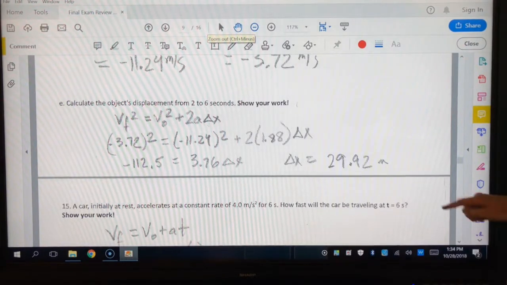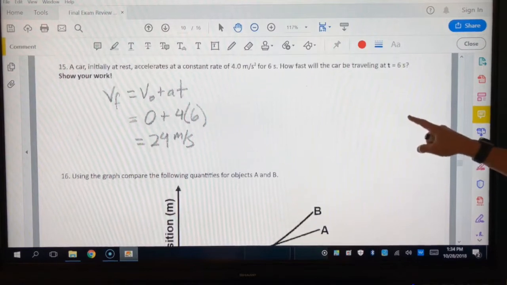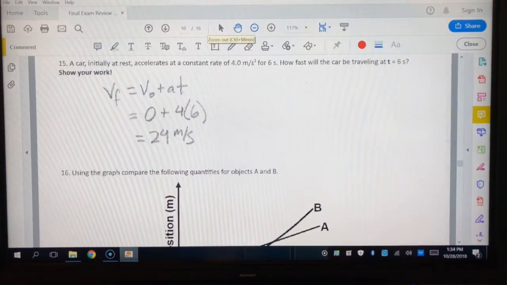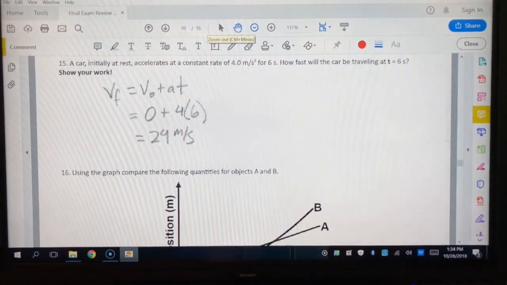So either way would work. For number 15, a car initially at rest accelerates at a constant rate of 4, and it does that for 6 seconds. How fast is it traveling at 6? So just a plug and chug problem, pretty easy.